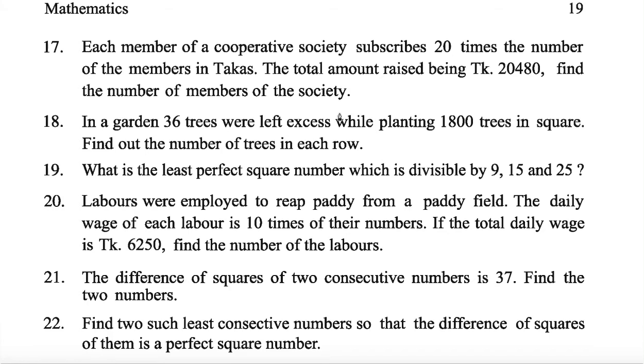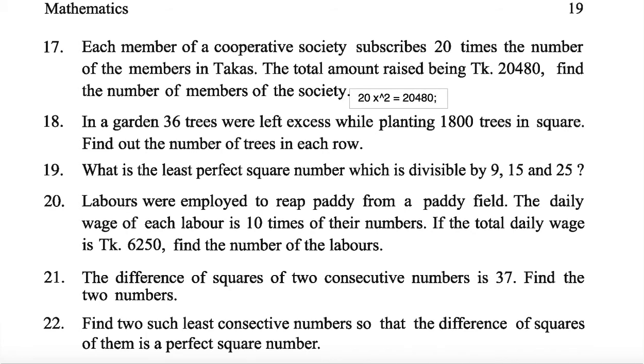If the number of members is x, then each member gives 20x. So 20x squared is 20,480. First you need to find the mathematical formula: 20x squared, where x is the total number, is 20,480.